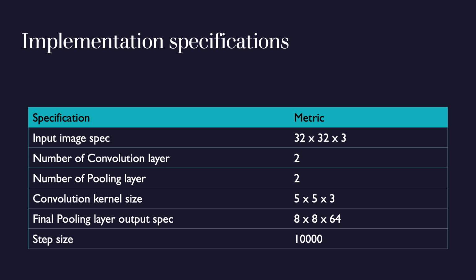The training is done in 10,000 steps, which is double the amount that we had for the baseline model, and the network is tested every 100 steps using the testing dataset.